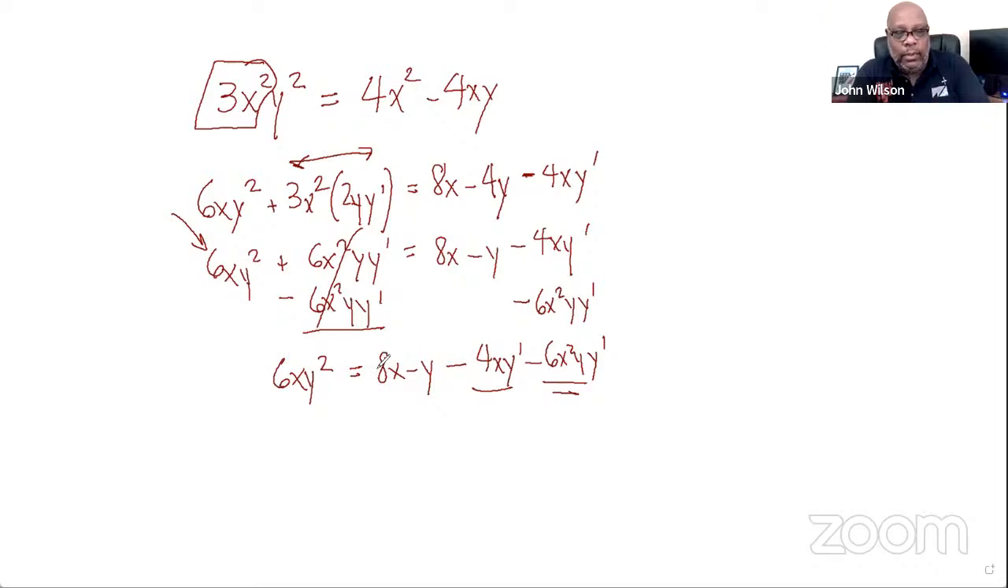Now I'm going to move. I have a question. Yes, go right ahead. In the third line, the 6xy squared plus 6x squared y prime, in that line, you have it equals 8x minus y minus 4xy prime. Why wouldn't it be 8x minus 4y? Oh, it's a 4 there, right? That's right. Okay. There's a 4 there. It means there's a 4 here.